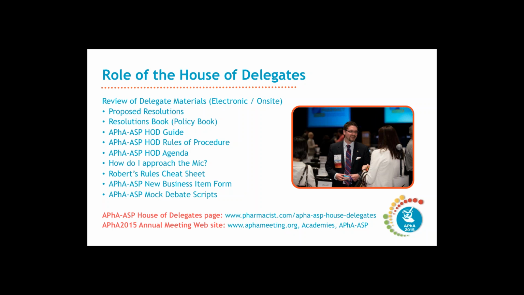We also encourage you to look at the "how do I approach the mic" guide, simply because that is oftentimes an intimidating element, so we encourage you to review it to overcome that intimidation and really begin to voice your opinion. Then there's the Robert's Rules of Order cheat sheet. The book itself is about 1,000 pages, so we have distilled it down to a cheat sheet so that you can easily use it throughout the House of Delegates process.